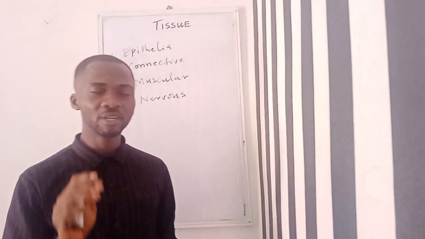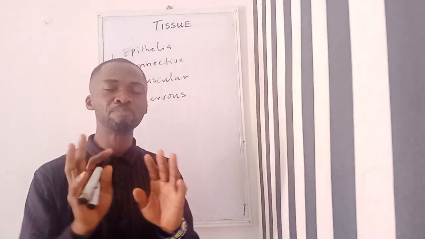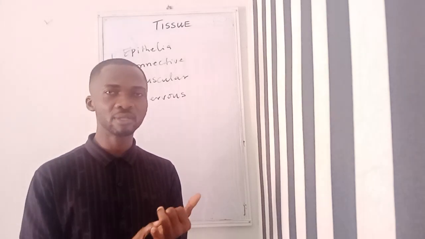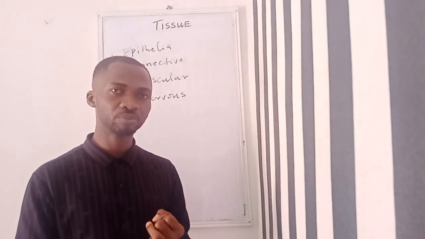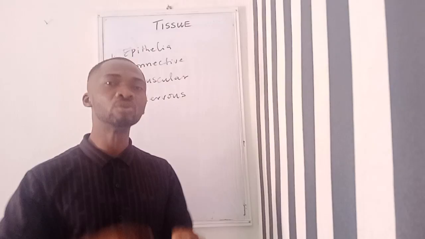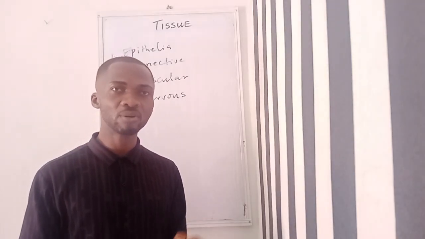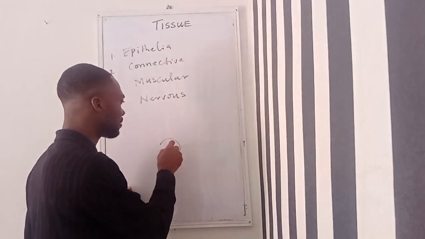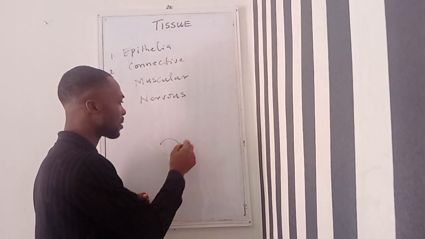Having said this, it is now important to look at some of the basic features of the epithelial tissue. And I've said it. One is protection. It forms a continuous layer of cells. Why is it important to form a continuous layer of cells? Assuming we have this as a layer of cell, and we have another one.